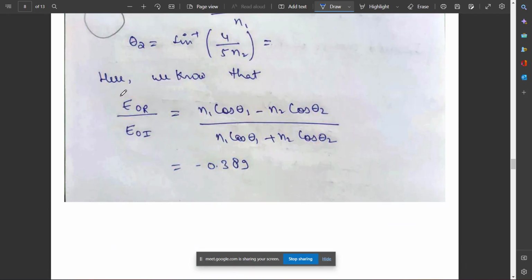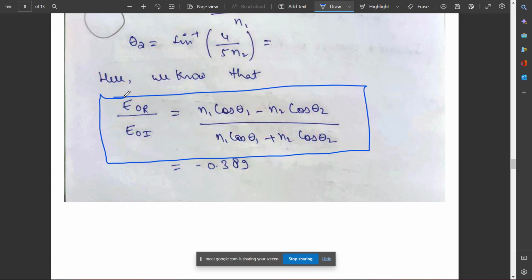Now let's find out the amplitude of the reflected wave. The formula to get the amplitude of the reflected wave will be E naught R upon E naught I equals N1 cos theta 1 minus N2 cos theta 2 upon N1 cos theta 1 plus N2 cos theta 2. Okay, we will put the values. N1 we know, cos theta 1 we know, cos theta 2 we know. We'll put all these values and we will get this.